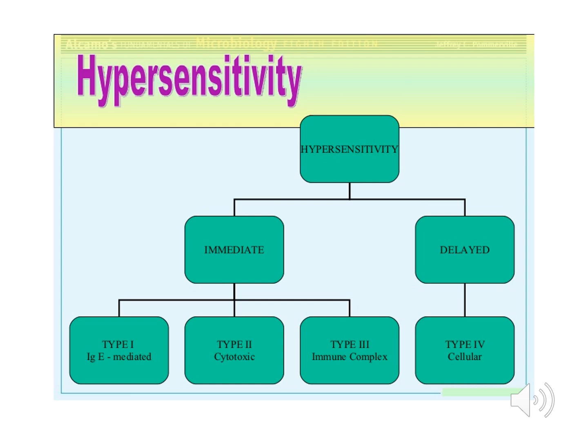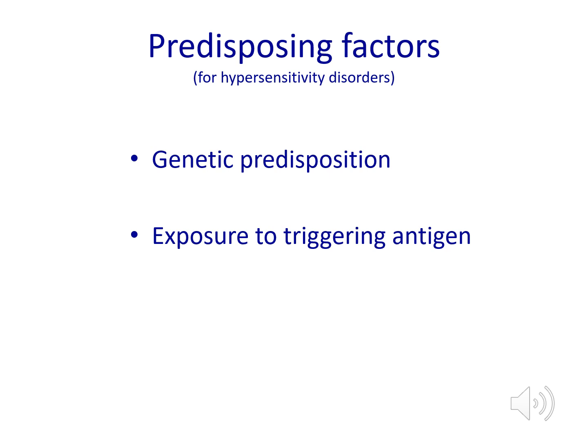Does that make sense? There are two predisposing factors to hypersensitivity disorders: genetic predisposition and exposure to the triggering antigen. It seems that both of these need to be present. If one or the other is missing, a person should not develop a hypersensitivity disorder. For example, let's say you have somebody who has a genetic predisposition to be allergic to cat dander, but they're never ever around a cat. Is that person going to have a hypersensitivity disorder?